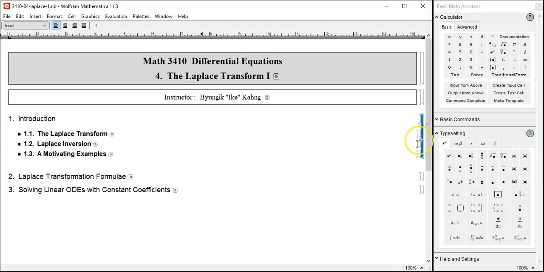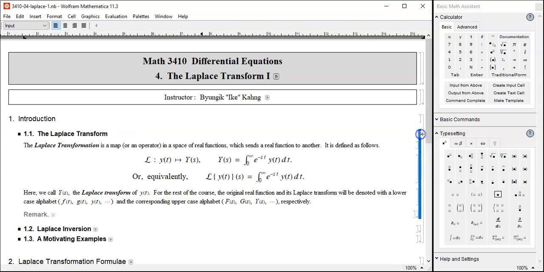The Laplace transformation is a map or an operator or a transformation, it has many names, that sends one real function to another real function where the image function is defined through this improper integral. Now please recall that a function is sending a number to number. We are doing pretty much the same thing. A transformation is sending a function to function.